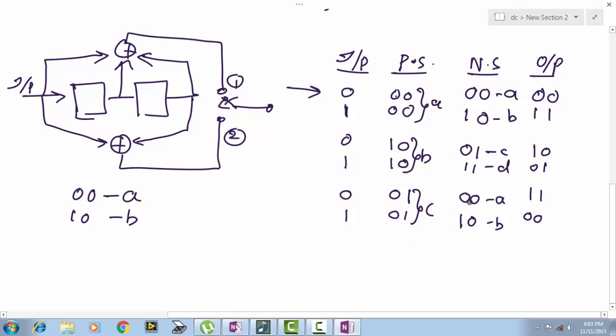Now consider the last state, which is D, 1 1. If the input bit is 0, the output is 0 plus 1 plus 1, 0, and 0 plus 1, 1.